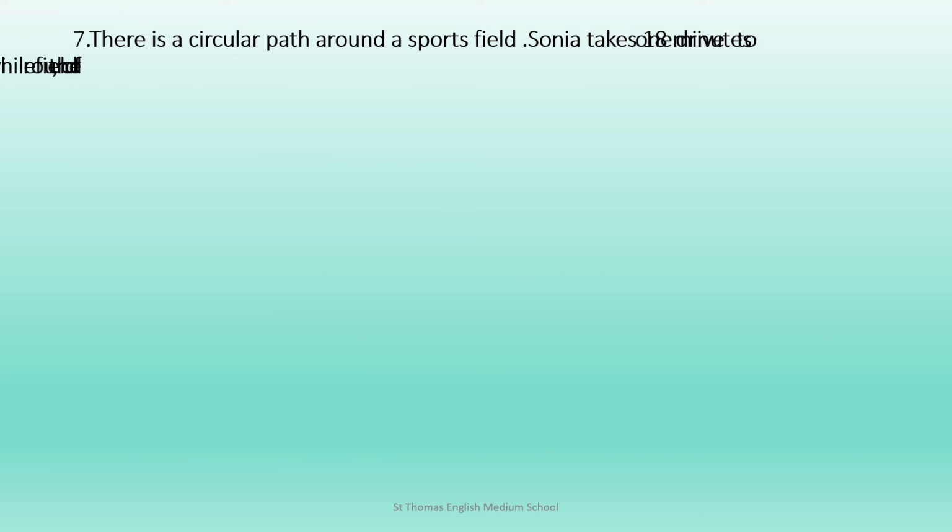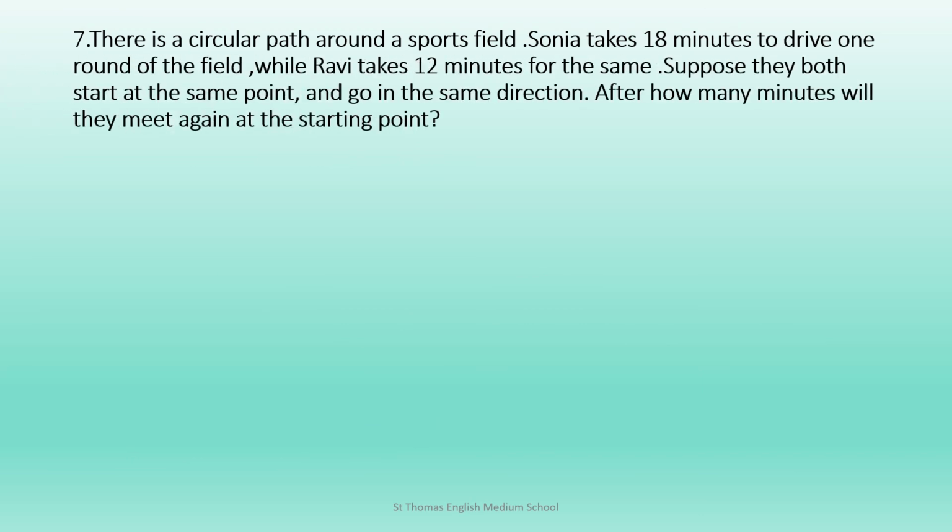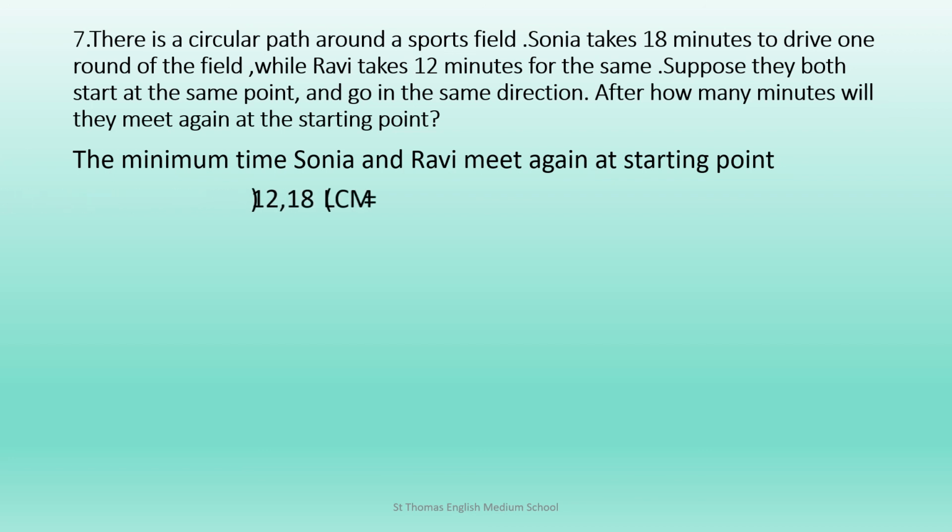Question number 7. There is a circular path around a sports field. Sonia takes 18 minutes to drive one round of the field, while Ravi takes 12 minutes for the same. Suppose they both start at the same point and go in the same direction, after how many minutes will they meet again at the starting point? So you have to find the minimum time required for both Ravi and Sonia to meet at the starting point. For that, you have to find the LCM of the times taken, that is 12 and 18.